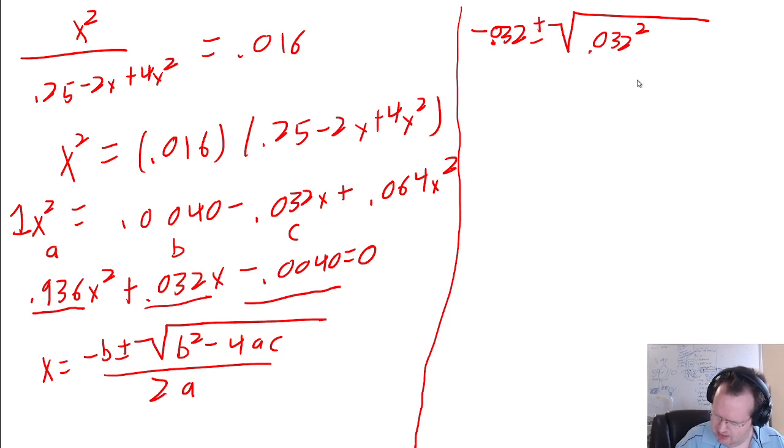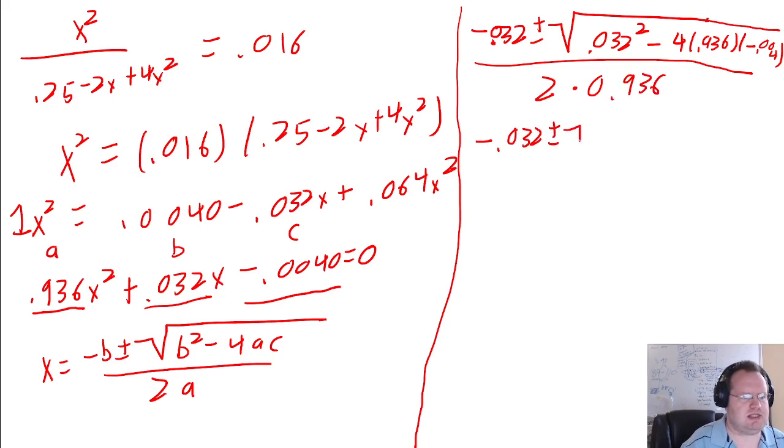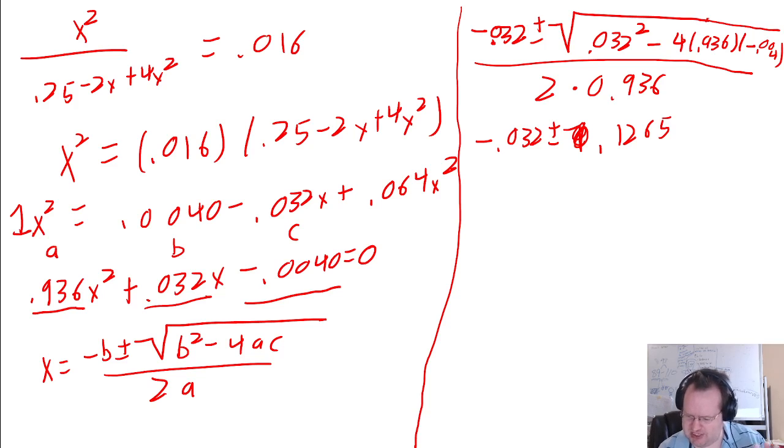Okay, so then we've got that, and then we have to subtract 4 times 0.936 times negative 0.0040. And obviously on your paper, give yourself a little more room than I did just there. And then we're dividing all this by 2 times 0.936. So this will give me negative 0.032 plus or minus these. I'll just give you the value of the square root. I got 0.1265. I kept a few extra digits in the middle because I don't want to round too much early on. We'll round to around 3 significant figures at the end.